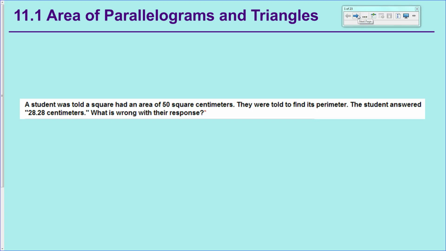Today we're going to talk about the first section of Chapter 11. We're going to talk about the area of parallelograms and triangles. Stuff you probably already know. We're just going to take it up a notch, so be prepared for some new information. Up on the screen, you'll see your exit question, as always.